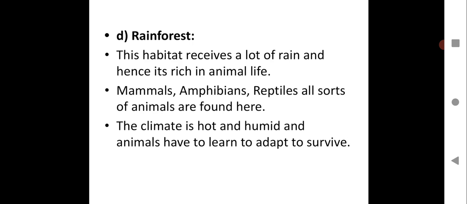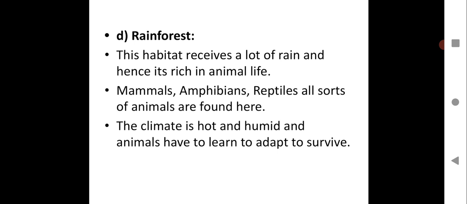Then you will see the rainforest habitat. What kind of animals are found over here? This habitat receives a lot of rain, and hence it is rich in animal life. Where you have rainfall and lots of water bodies, more species of animals survive. Mammals, amphibians, reptiles, all sorts of animals are found here, because they have better adaptation. Water bodies support life, that's why you have more species of animals surviving over here.